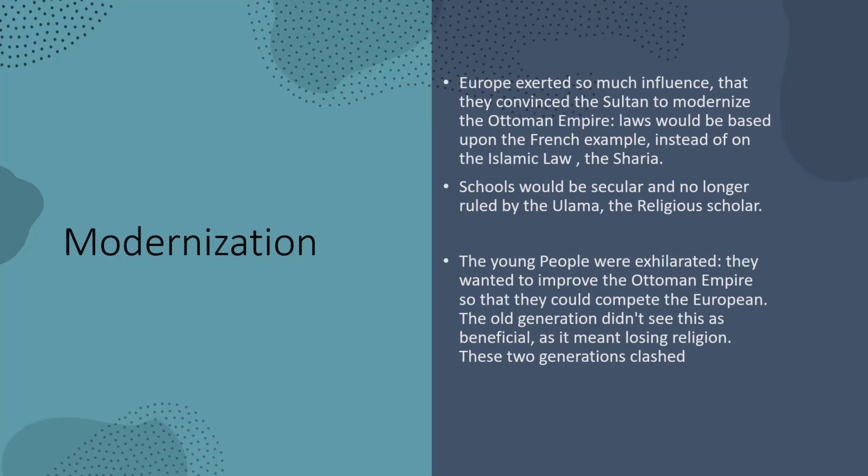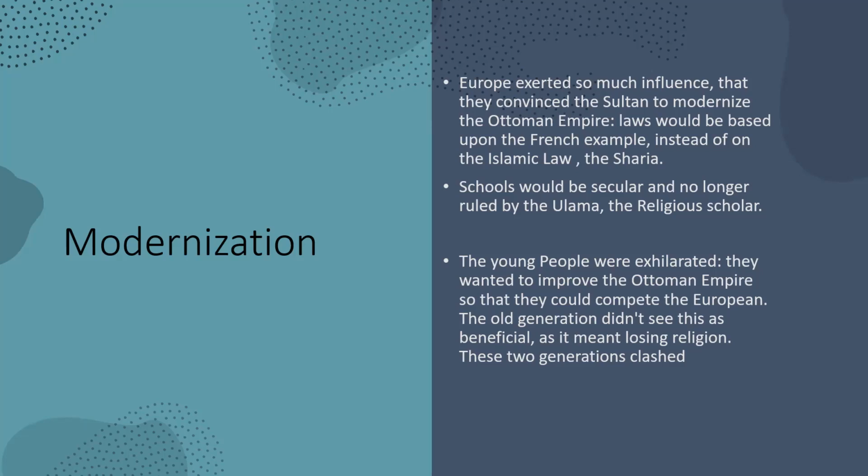The young people were exhilarated. They wanted to improve the Ottoman Empire, so they could compete with Europe. And that's what they were thinking, that because we are not accepting non-Muslim law, we're not accepting the European styles, that's why we're getting behind. But if you think deeply and analyze it from the Islamic perspective, that was not the reason, right?